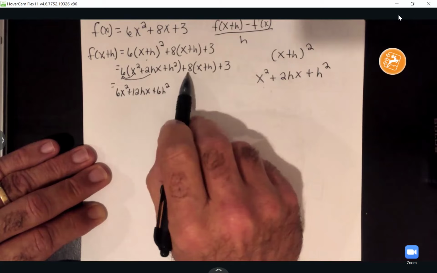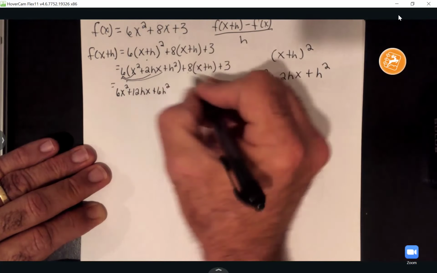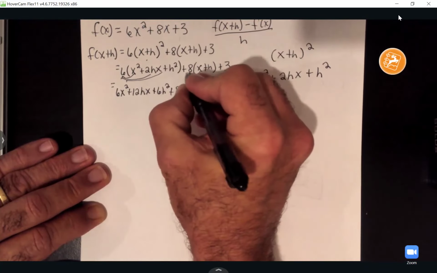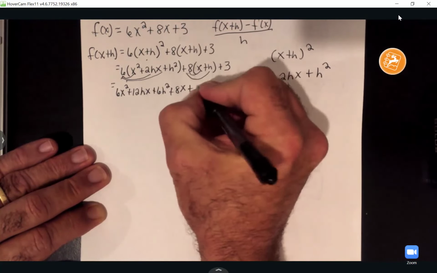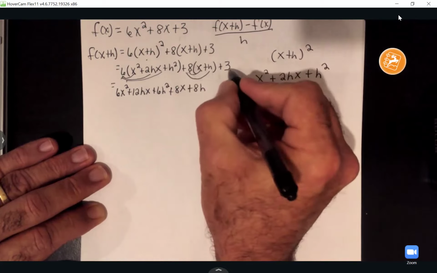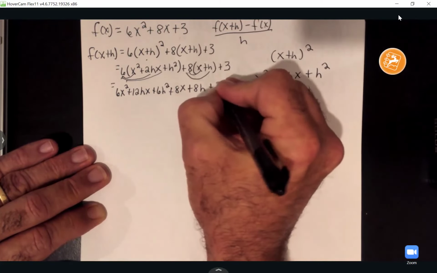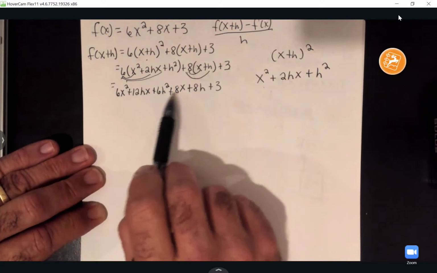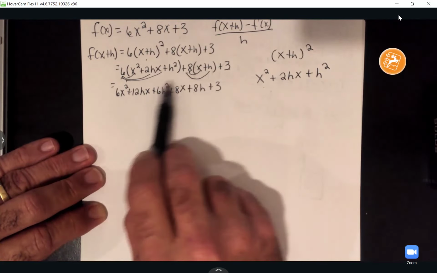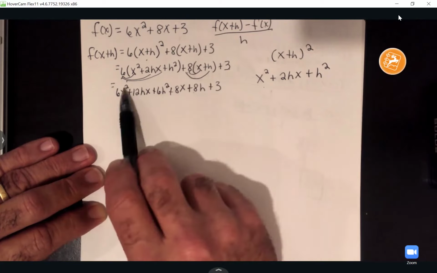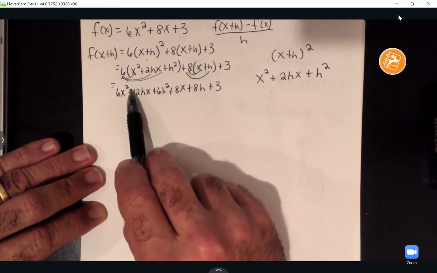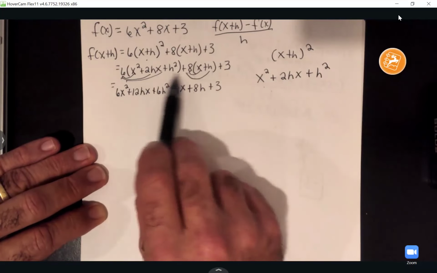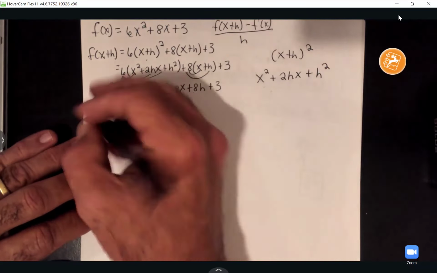and then 6h squared. Now I'm going to distribute my 8 right here. So 8 times x is 8x. 8 times h is 8h. And then at the end is my plus 3. And y'all guess what? I got 1, 2, 3, 4, 5, 6 things here, and none of these are like terms. So I'm going to start replacing stuff. This all is my f of x plus h, okay?